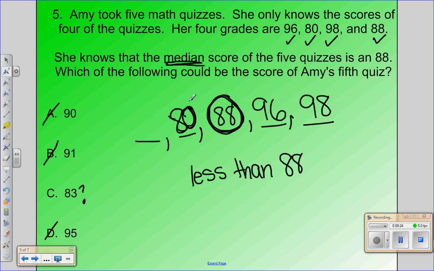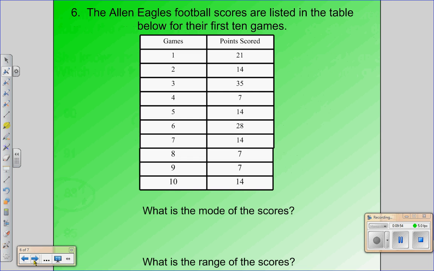Miss O'Neill clicked on her eraser instead of her mover. Sorry about that. I'm going to move my 88 over here, and I'm going to make a space so that my 83 will fit in here. Now, 83 is going to be your answer because that makes 2 numbers that are less than 88, and then I have 2 numbers that are greater than 88.